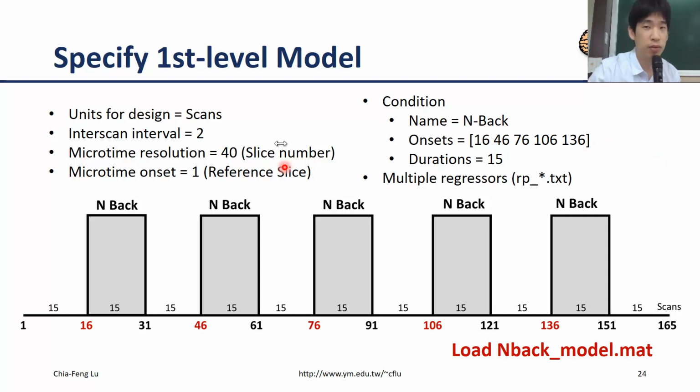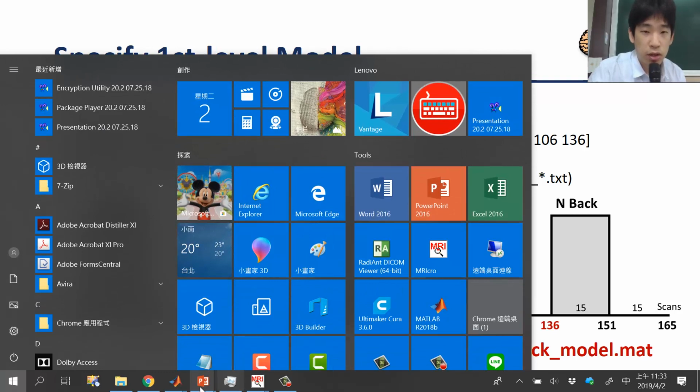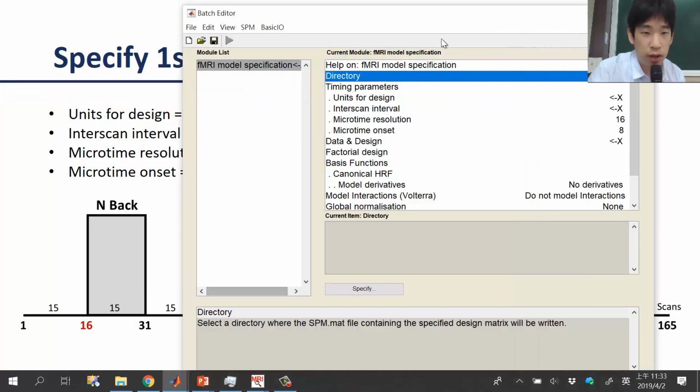So these are the parameters for the MBAC study that we used. Let me go through each of them. The very first one is a directory. SPM will generate a file called spm.mat within the specified folder.